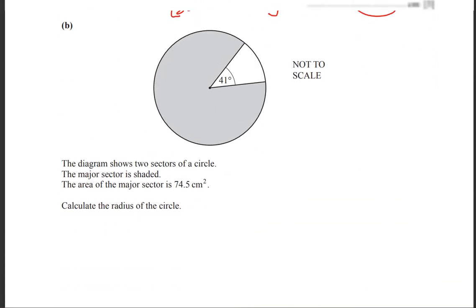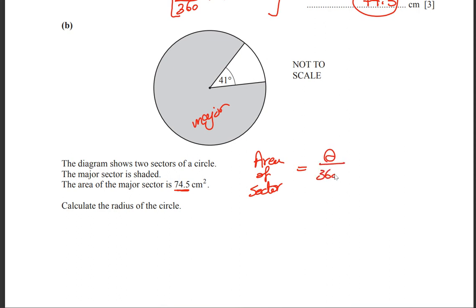The diagram shows two sectors of a circle. The major sector is shaded, so this is the major, of course, and the area of the major sector is 74.5. Calculate the radius of the circle. So I am going direct to write what the rule of area of sector is: theta over 360 multiplied by pi r squared. What is the area? 74.5. It is the major.